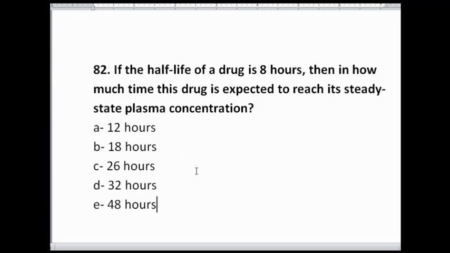Now actually we know that for a drug to reach its steady state plasma concentration, it will require at least 4 to 5 half-lives. So if its half-life is 8 hours, 4 half-lives will amount to 8 multiplied by 4, so that is 32. So the correct answer here is 32 hours. After 32 hours, a drug with an 8 hour half-life will reach its steady state plasma concentration. So this is the correct answer.